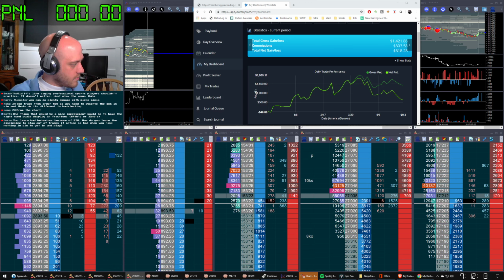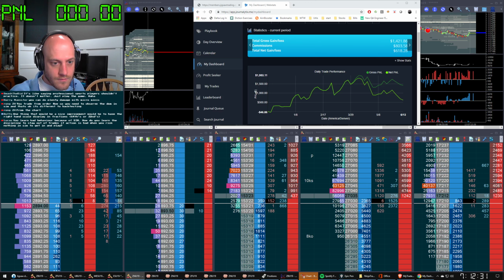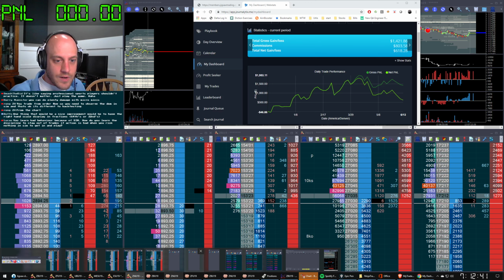Sure. We'll do it on 8. No, maybe I should do it on 4. I don't know what I had it set to before. One thing that would be a nice improvement would be to have the right hand scale display in fractions.